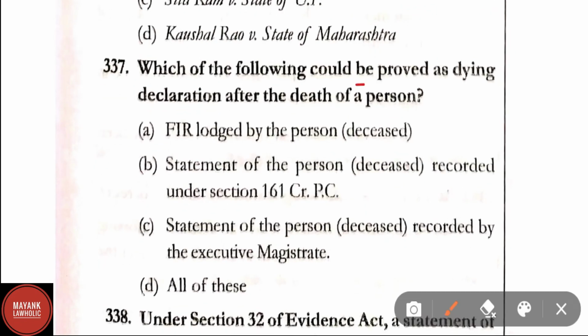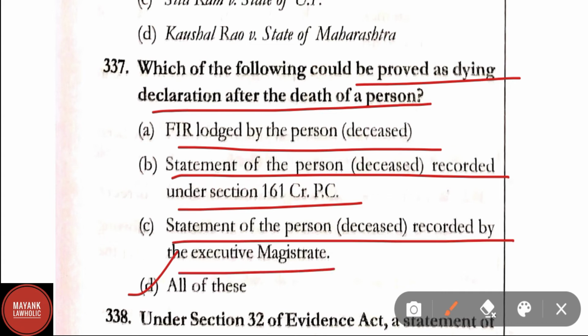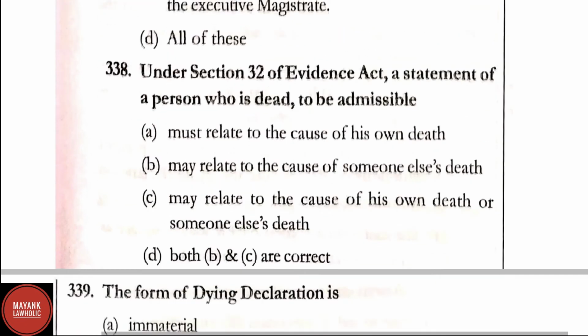Which of the following could be proved as dying declaration after the death of a person? Here correct answer is option D, that is FIR lodged by the person deceased, statement of the person deceased recorded under section 161 CRPC, statement of the person deceased recorded by the executive magistrate would come into the category of dying declaration after the death of the person. Here option D will be the right answer.